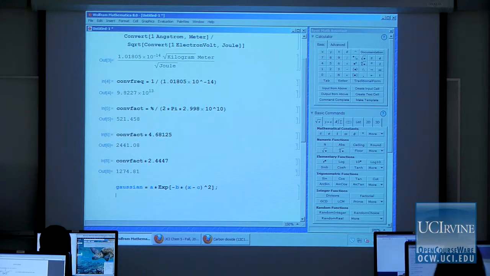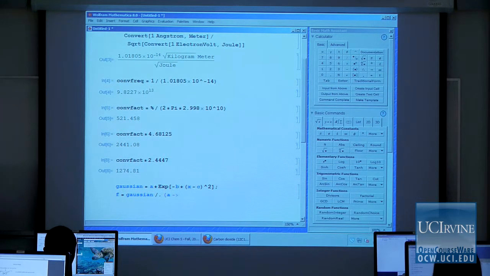All right. And then I'm going to define f. This is a function I'm going to use to make data. It's just going to be Gaussian with some specified parameters. So I'm going to say, with replacement rules, a is equal to 2, b is equal to 0.25, and c is equal to 5. Okay, so it's got a mean of 5 and 1 over 2 times the standard deviation squared is equal to 0.25, etc.